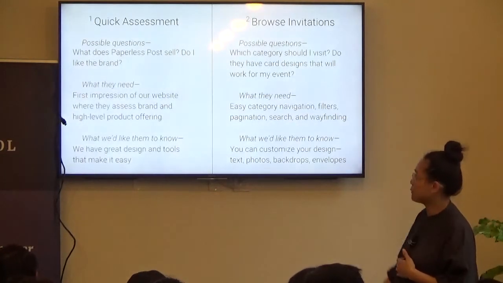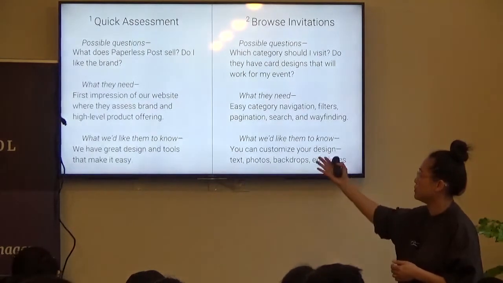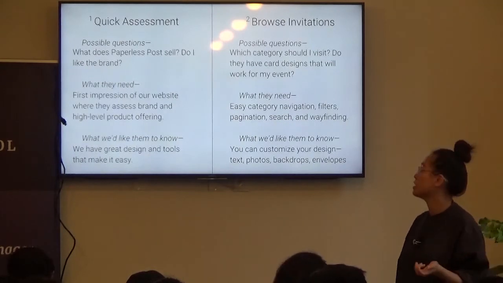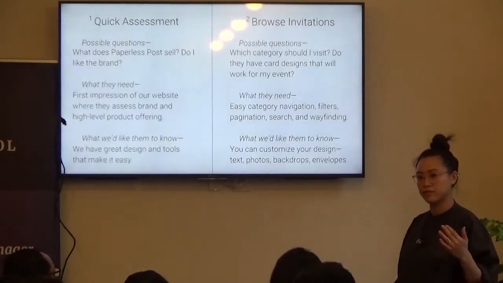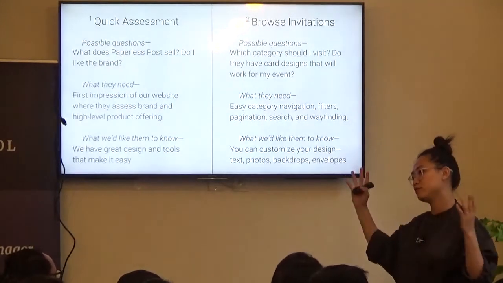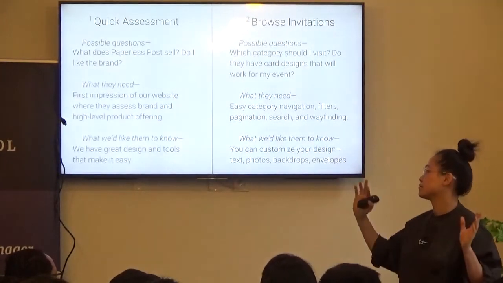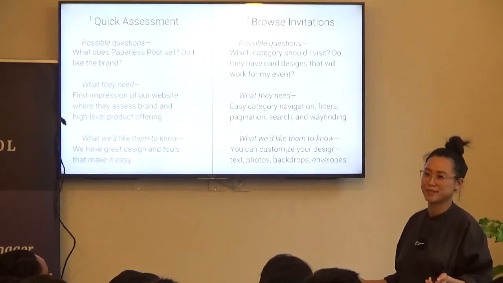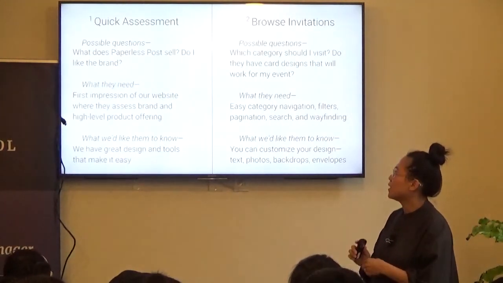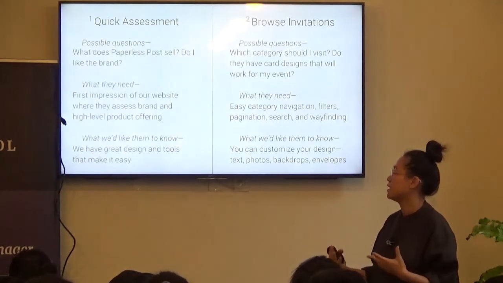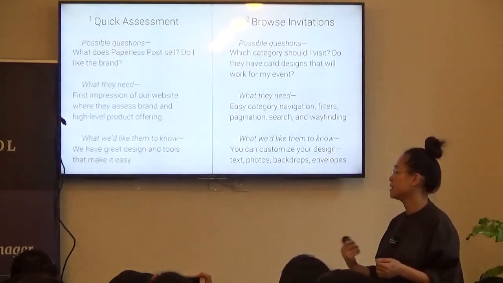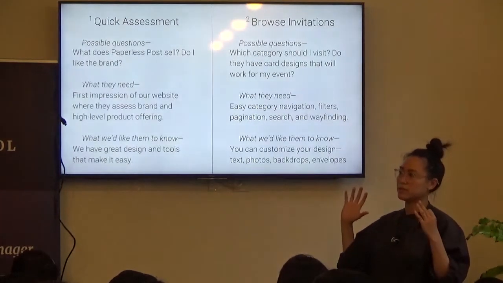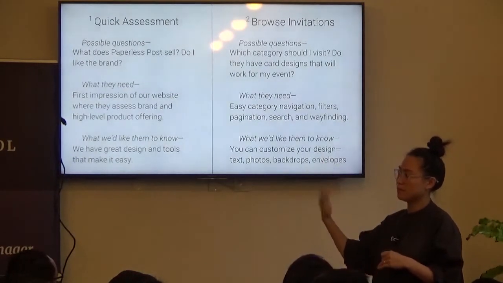So when we break that down even more, a quick assessment, this is when the user comes on a landing page or a home page. And they're thinking about, what does Paperless Post sell? Do I like the brand? That's the first thing that we need to answer, and that's why we have a huge, beautiful header that shows you these beautiful events that, if you use Paperless Post, this is the type of event you would be hosting. And then they need to assess the brand, and they need to understand the high-level product offering. And that's how we design the page, where we show them a snippet of basically what Paperless Post has to offer.